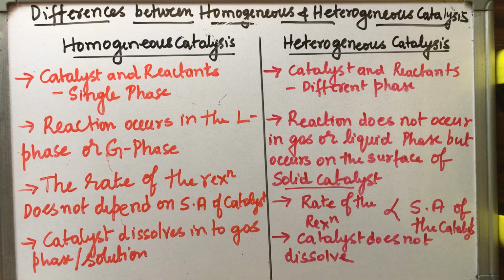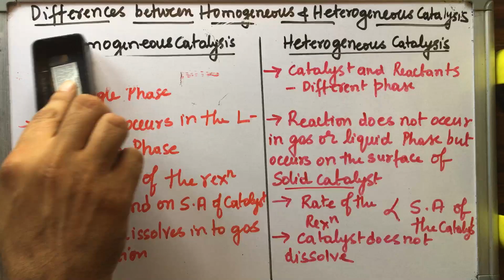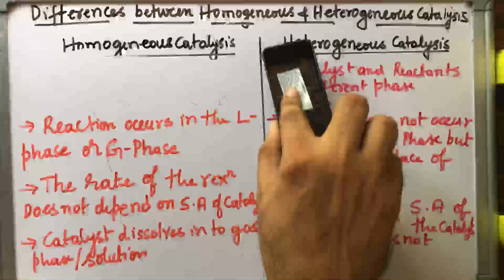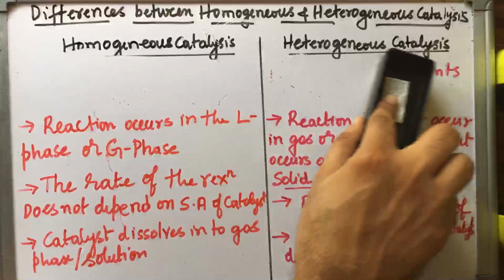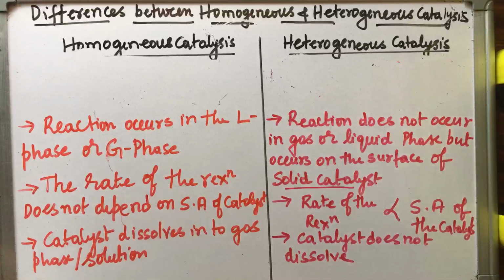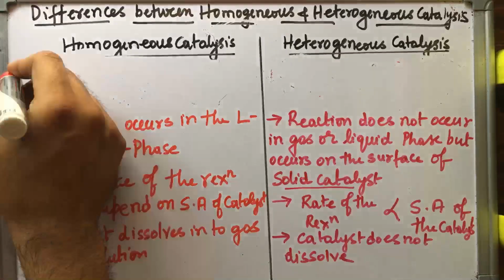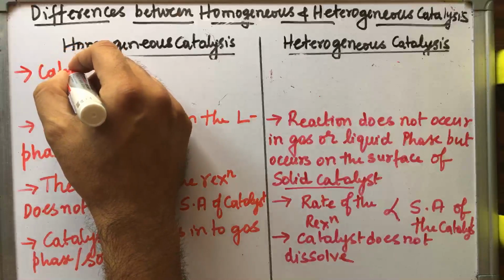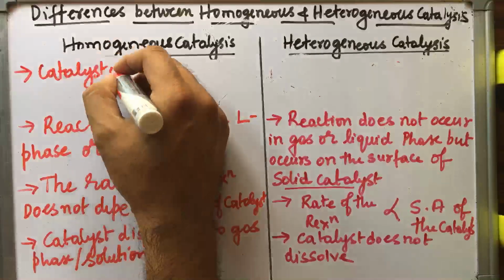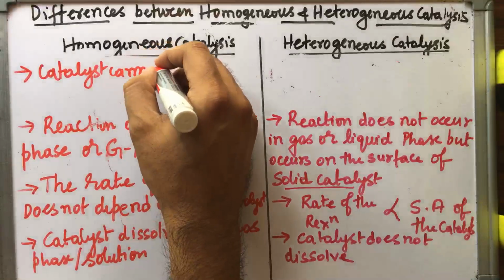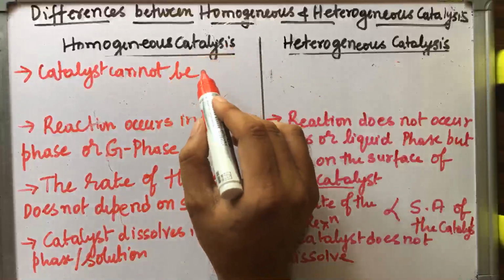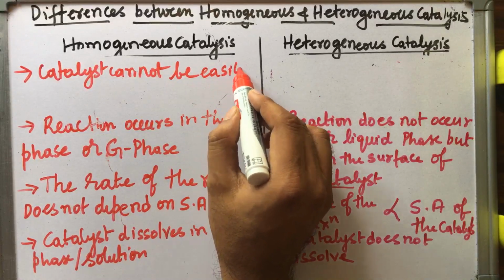Now the points which I have not written here, I told only verbally, so I'll write them at the beginning, students. I've told you two important points. Let me write them here. The two important points are: catalyst cannot be easily separated.